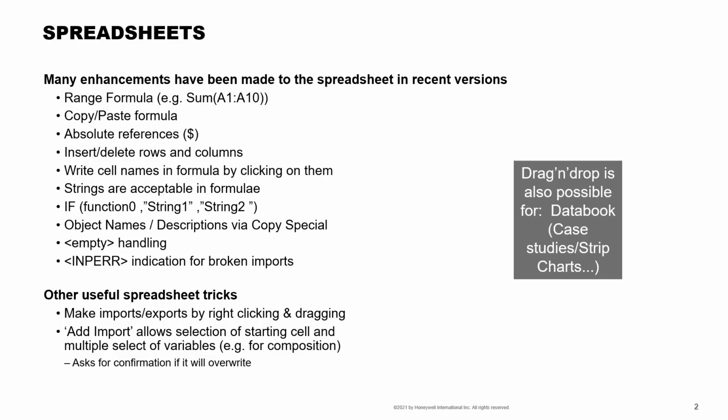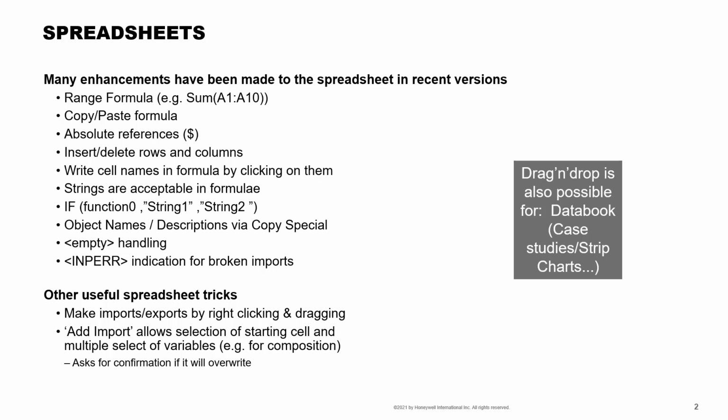Now let's look at UniSim Design spreadsheets. The UniSim Design spreadsheet has seen many enhancements that make it more intuitive to use. For example, you can use range formula. If you need to sum over a range of cells, you can use a standard kind of sum function and then define the range by the top and bottom cells. When you're writing the formula, you can click in the cells to help you write the formula. Once you have formula in your spreadsheet, you can copy paste them and then they update in an intelligent way as you'd expect. Dollar signs make an absolute reference in the standard kind of way.